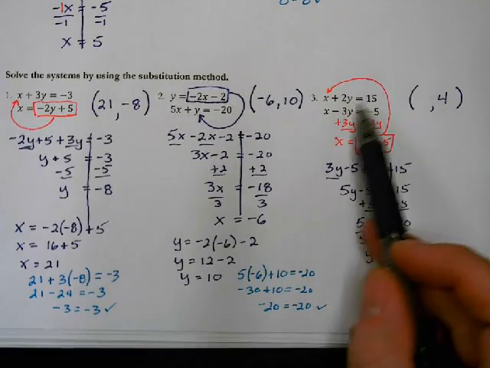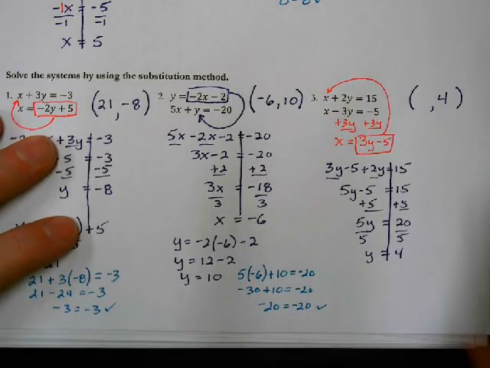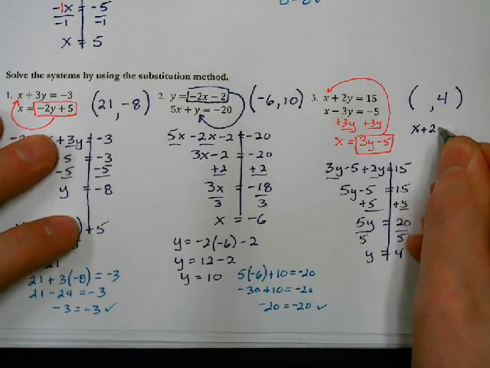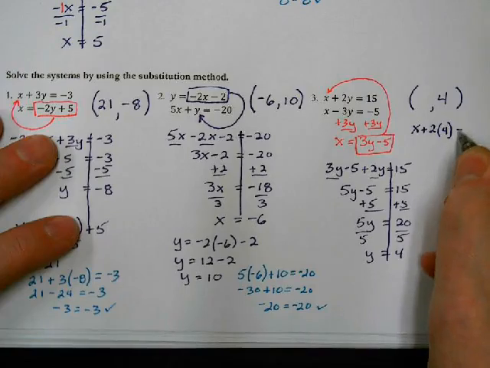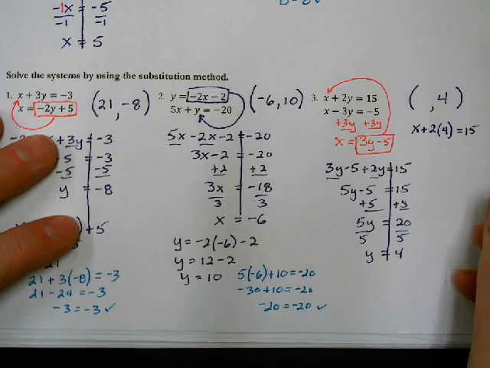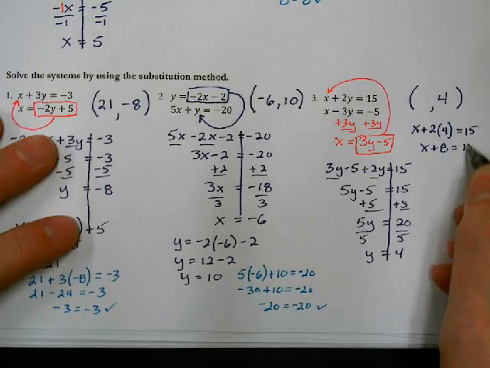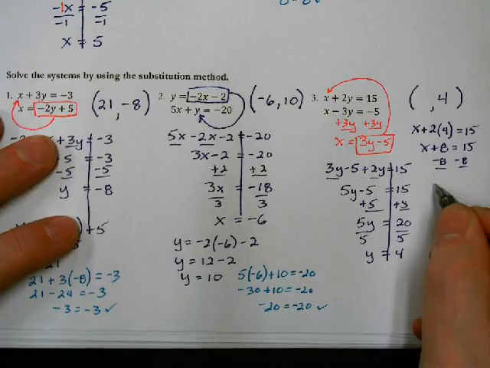I think the top equation looks a bit easier to plug in for. So I'm going to do x plus 2 instead of y. I'm going to plug in 4 equals 15. So x plus 8 equals 15. I'm going to subtract 8 from both sides, and I get x is 7. I think my answer is 7, 4.